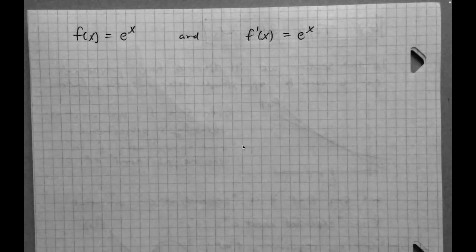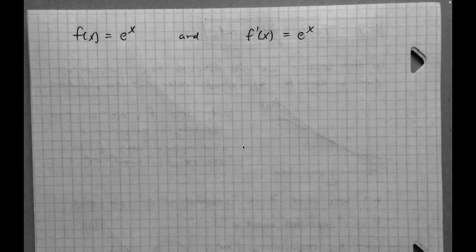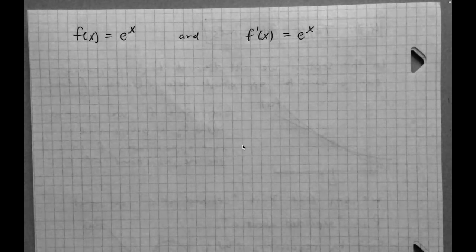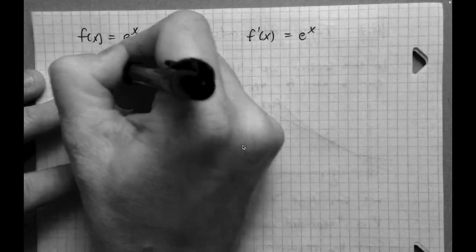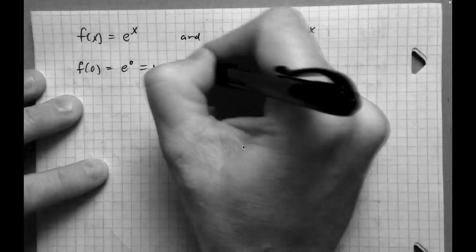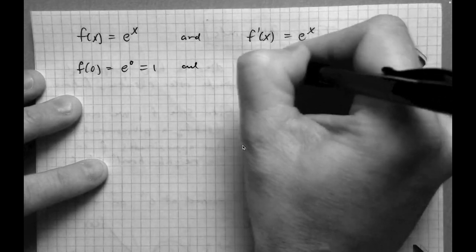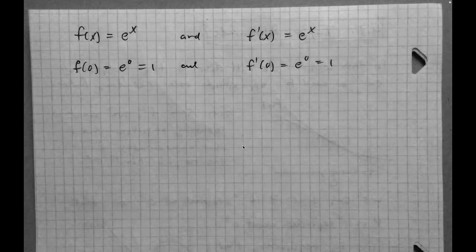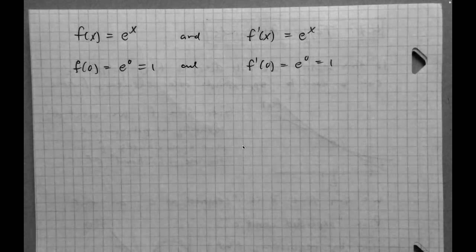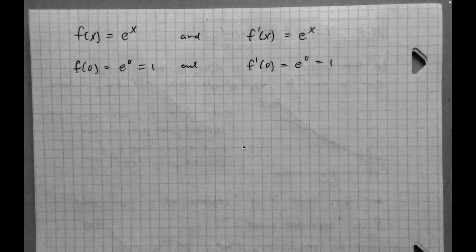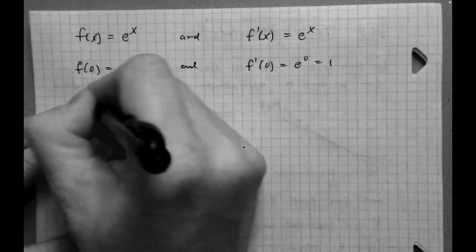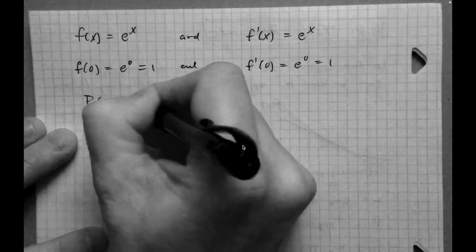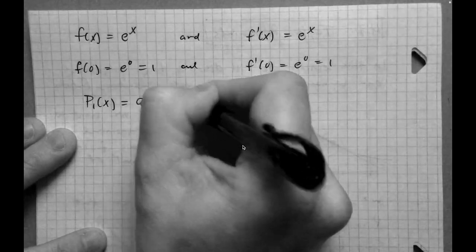Right? So it's a nice kind of function. It's got this property, of course. And so, of course, f of 0 equals e to the 0, which is 1. And the same is true for f prime of 0. It's e to the 0, which is 1. So the value of the function and the value of the derivative are the same at x equals 0. Okay. And so our polynomial P1 of x is equal to a0 plus a1 of x.